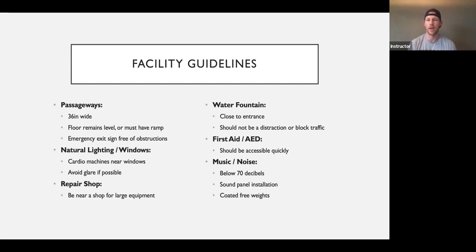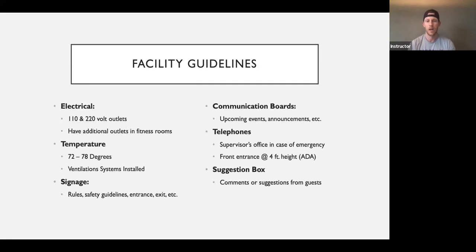Coated free weights, again, so that means when you drop them, it's not just pure metal hitting a hard floor or rubber floor. You have that padding around it. It still hurts if you drop it on your foot, but there's that pad that makes it less intense. Electrical, again, having 110 and 220 volt outlets, just different outlets available. Additional outlets in the fitness rooms, right, for phone chargers, cameras, things like that.